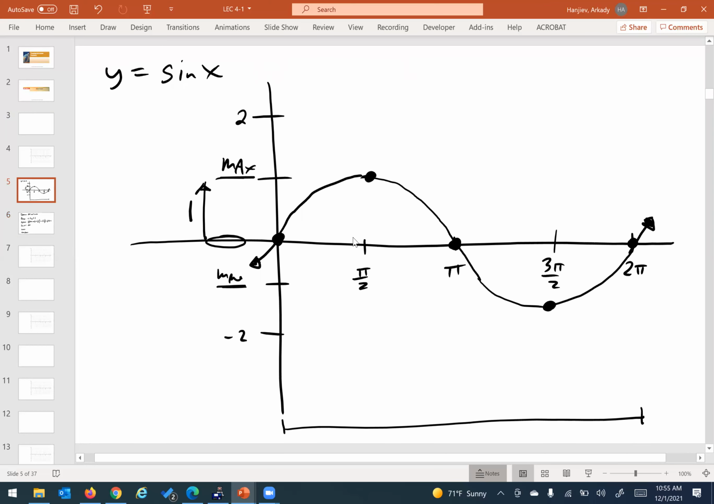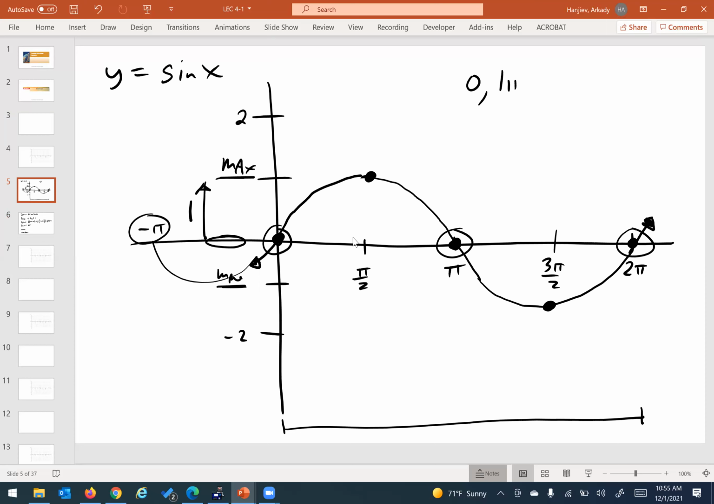Zeros, when do zeros occur? Let's go back to sine here. The 0 occurs at 0, at pi, 2 pi. If it goes backwards, it would hit negative pi. So zeros occur at 1 pi, 2 pi, 3 pi, and forever. Is that right? Then on the flip side, negative pi, negative 2 pi, negative 3 pi. Those are all zeros. I have to account for all those zeros.